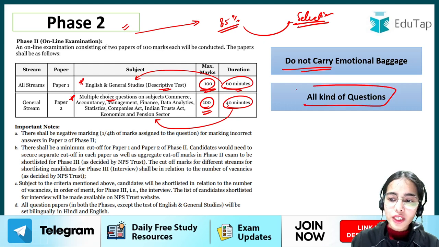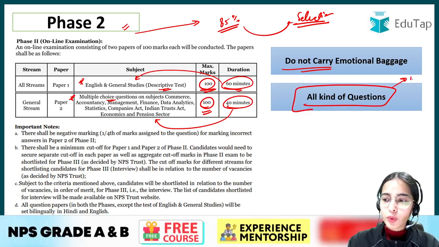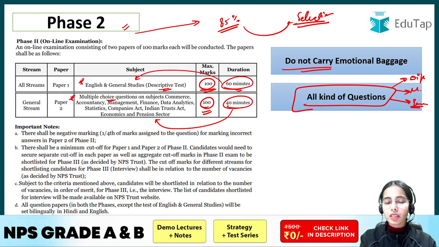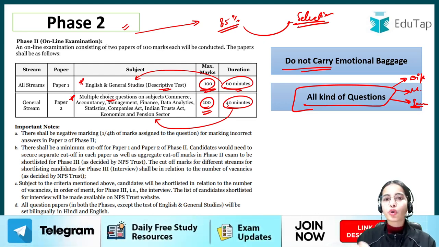Next, all kind of questions can come in phase 2. Difficult questions can come in phase 2. Moderate questions will come in phase 2. Easy questions will come in phase 2. And remember that if there are very tough questions, the tough questions are for all the students. It's not only for you. So all kind of questions will come.